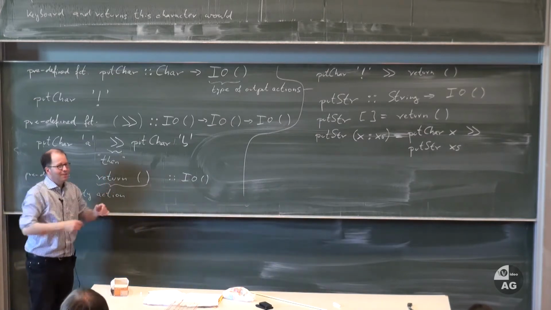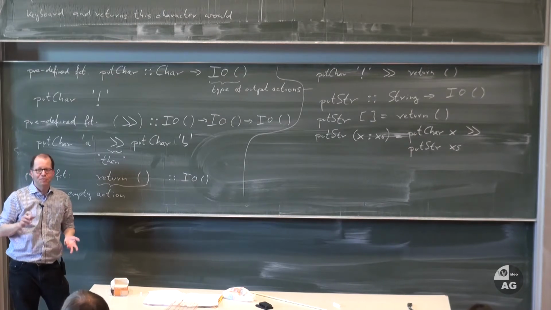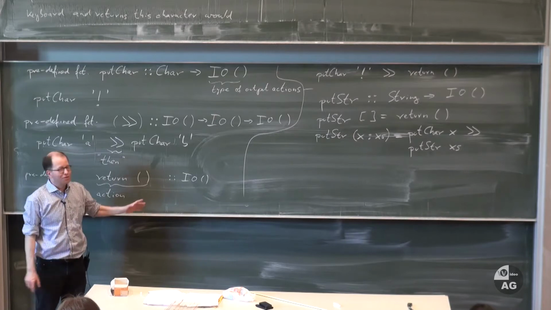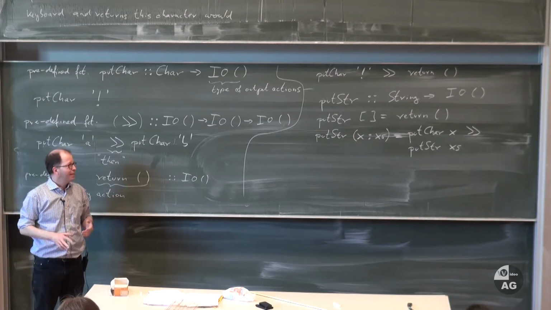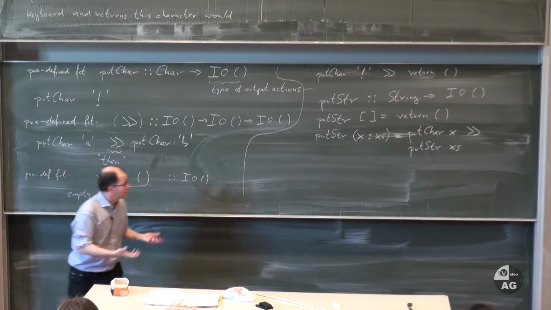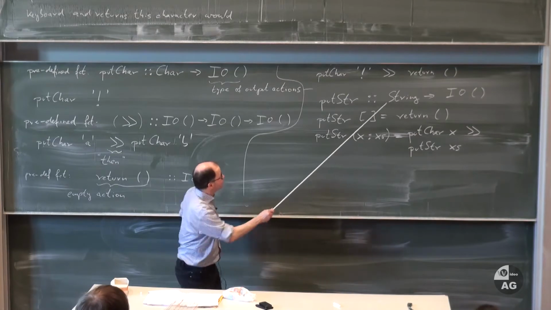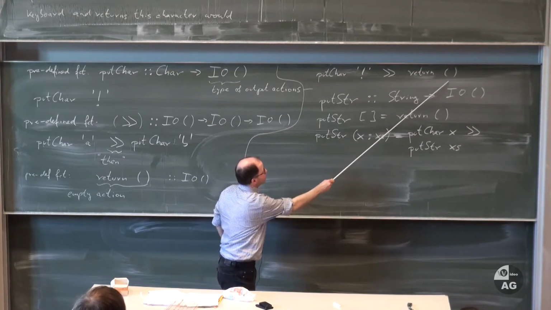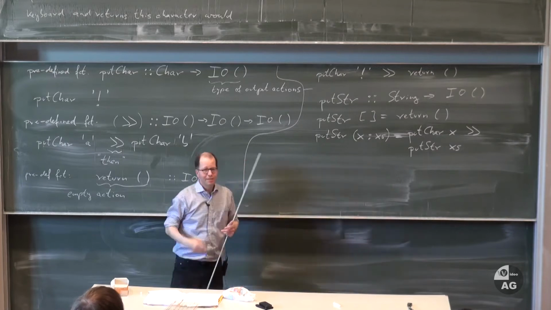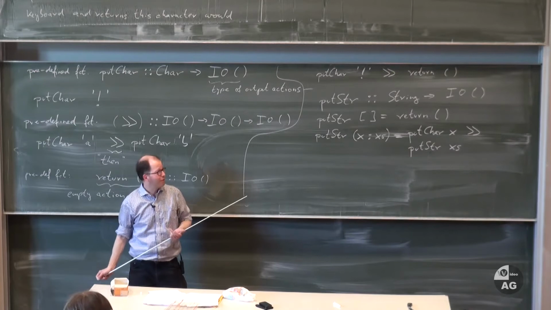So the return in Java or C stops the execution of the actual method and returns to some program that called this method. This is not the case here. So this return means, well, return nothing, but it does not stop the evaluation. So indeed, if you turn this around and you first say return empty tuple and then put character exclamation mark, then it will print the exclamation mark. So return does not end the evaluation of the program.